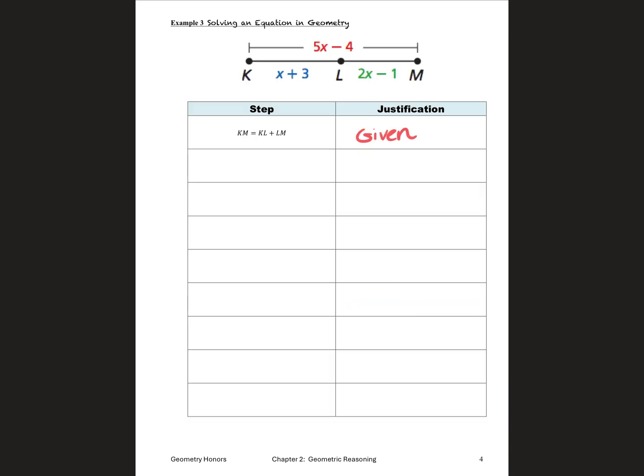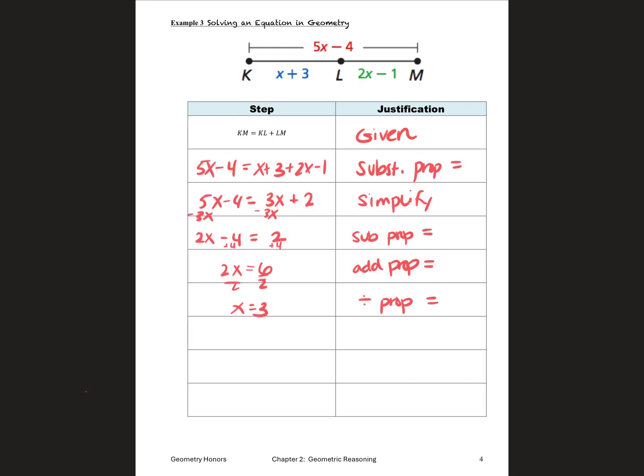Okay, so you're going to start this problem with your given, of course, and we're going to be substituting in. It doesn't really state what they want us to do here, but let's just go with solve for x. So you're going to plug things in and continue through and solve for x while justifying all of your steps. Pause the video and hit play when you're ready to see the answer. And here is the answer to that proof. Let's move on to the next one.